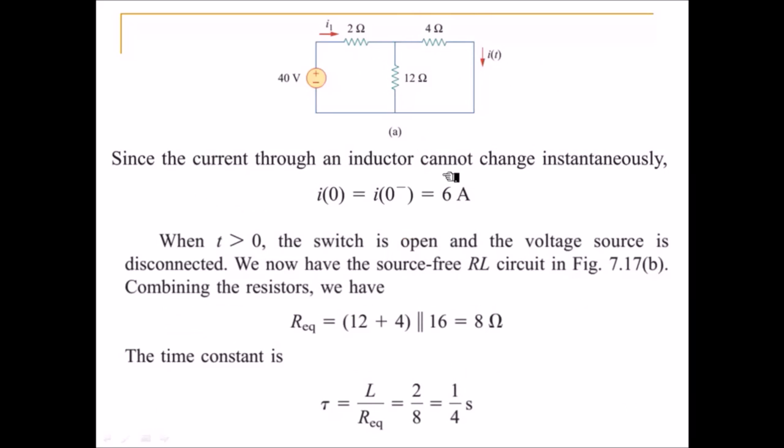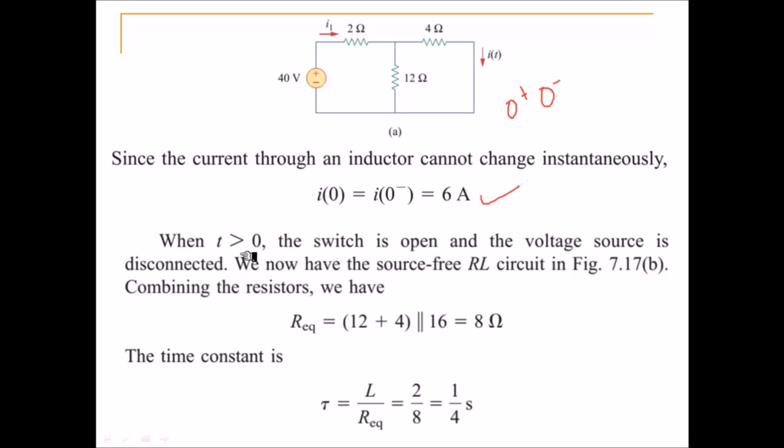Since the current through the inductor cannot change instantaneously, we can say I of 0 is equal to I of 0 minus. This 0 minus represents just before t is equal to 0. Generally we have 0 plus and 0 minus in transient analysis: 0 minus represents just before t is equal to 0, and 0 plus represents just after t is equal to 0. Since the inductor current cannot change instantaneously, both values are equal, which is 6 amperes.